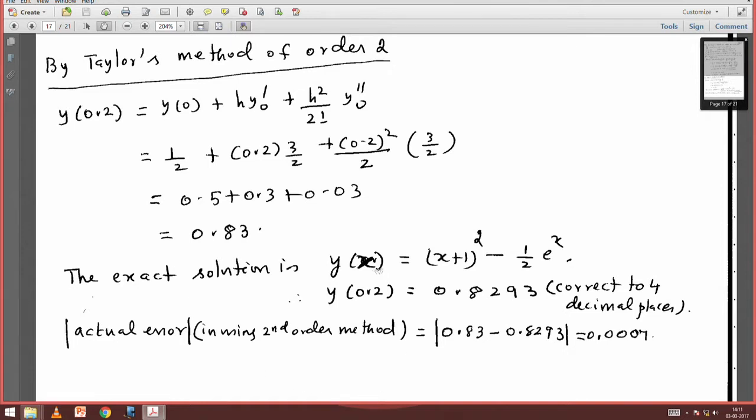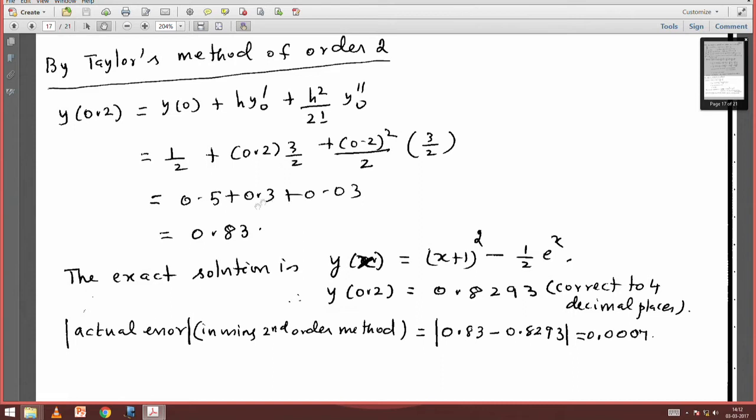The exact solution is (x plus 1) the whole square minus e power x by 2, and this can be immediately verified by computing the derivative y prime. So, since I have computed the solution at point 0.2, I evaluate y at x equal to 0.2. So, substitute x as 0.2 and that gives you y at 0.2 to be 0.8293, and this is correct to 4 decimal places.